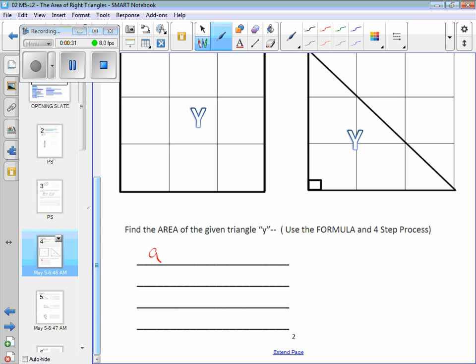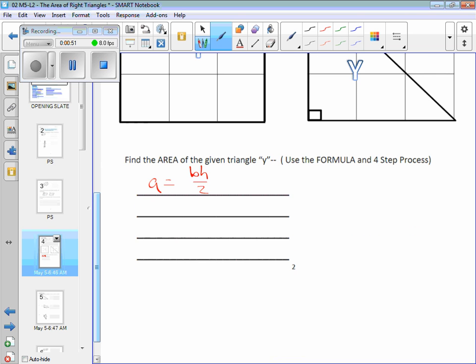Area equals, ready? Base times height divided by 2. That's how you show it. Right? Base times height, BH, at the top, divided by 2. Okay, so now we're going to substitute. It's a little tight in here, but you can do it.